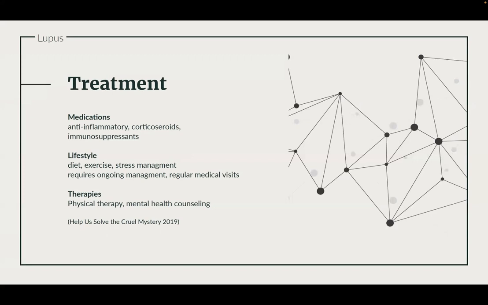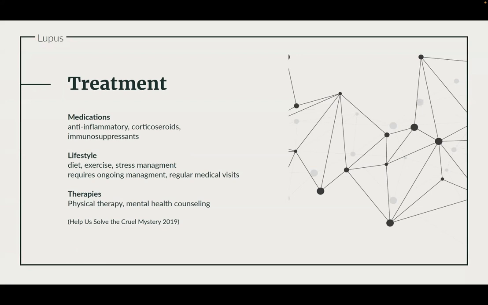Lifestyle changes. So adopting a healthy lifestyle can significantly impact the management of lupus, including balancing your diet, regular exercise, and managing stress. These changes can help support overall health and mitigate some of the symptoms that are often triggered by stress as well, because that can cause inflammation and then cause a flare-up.